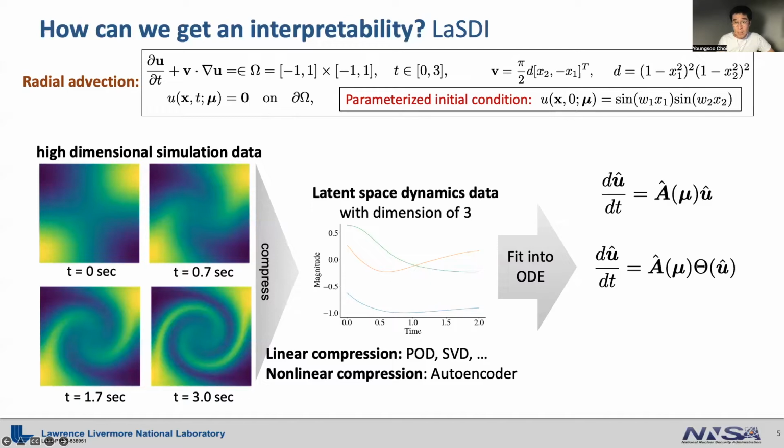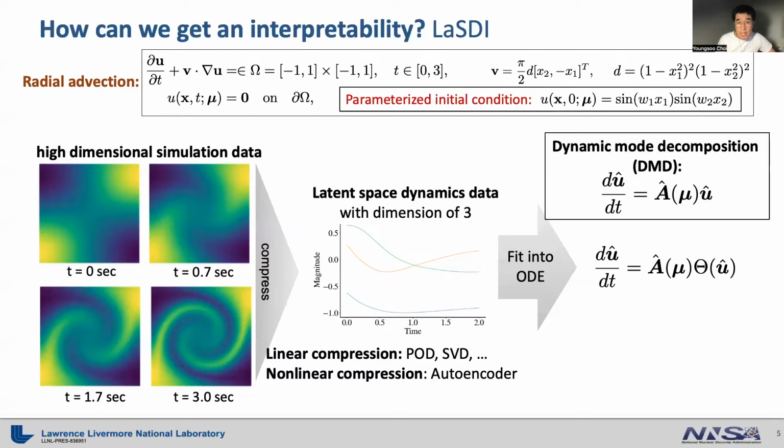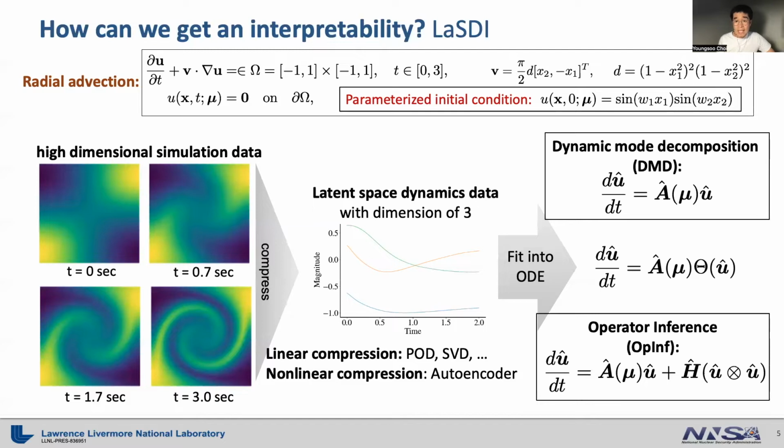By the way, if we choose to use linear compression, such as SVD, singular value decomposition, and linear differential equations for the latent space dynamics model, then we are more or less using the famous method of dynamic mode decomposition, so-called DMD. On the other hand, if we again use linear compression and polynomial ODEs, mainly quadratic ODEs, for the latent space dynamics model, then we are using the famous operator inference method.